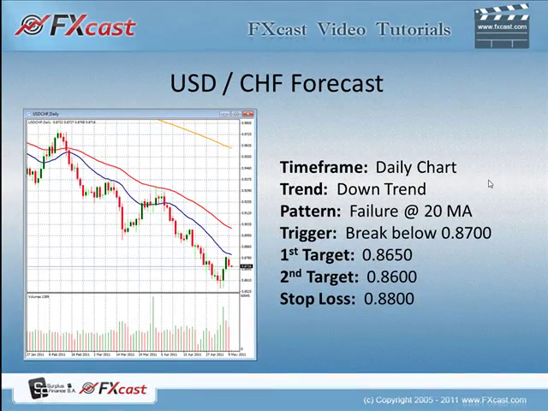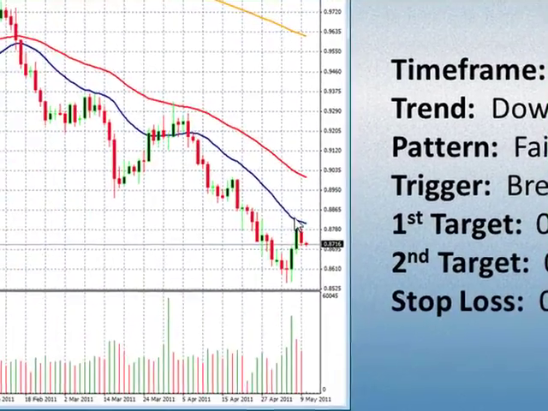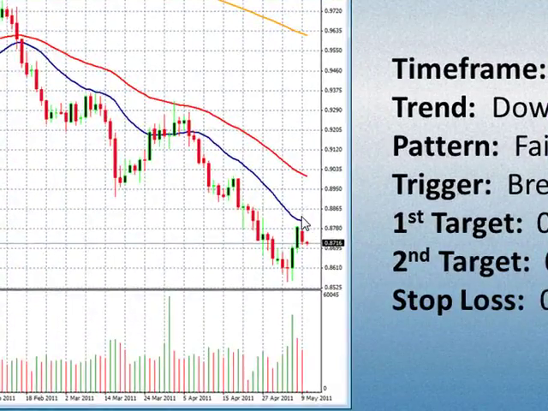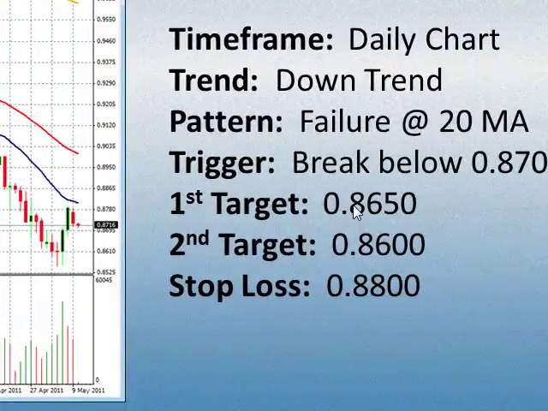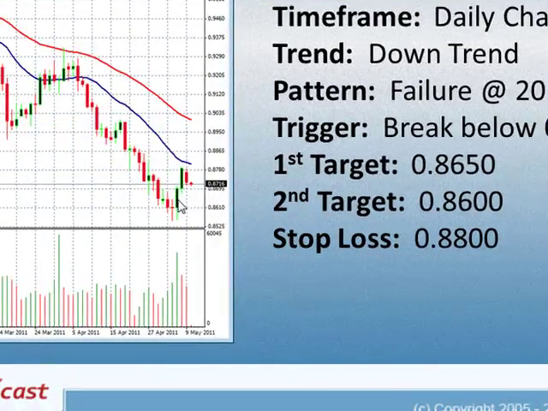Our third trade on the daily chart is in a downtrend. It is the dollar franc. Basically, we're looking at a failure at the 20 moving average in that downtrend. And so we have a couple of wicks here. If we break below the wicks, which is at 8,700, we have our entry looking at halfway through the candle. And then we see where the buyers come in. We'll look at that with the charts as far as when to get our second target.